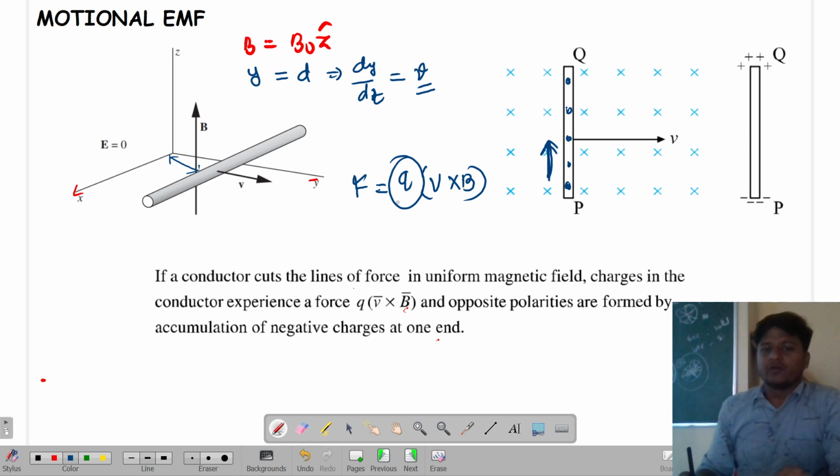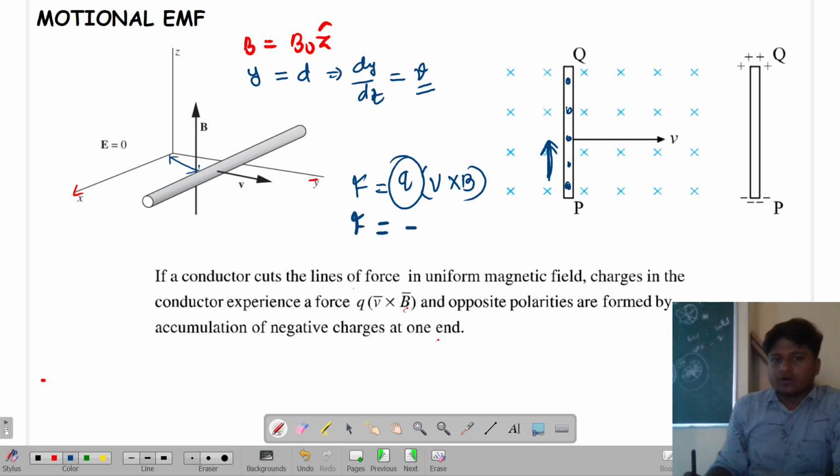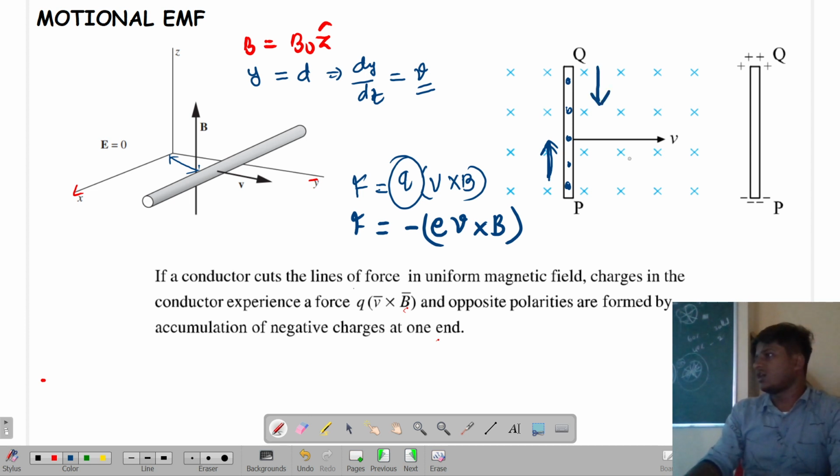If the electrons are there, what will be the force equation? F equal to minus E into V cross B will come over there or not? Now, if minus is coming, that means net force is downwards, right or not? So the electrons are moving from Q to P.